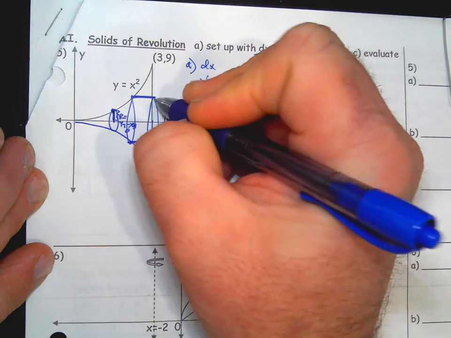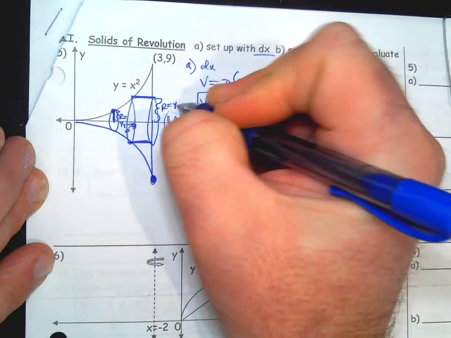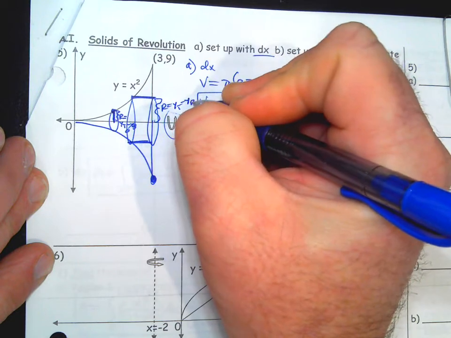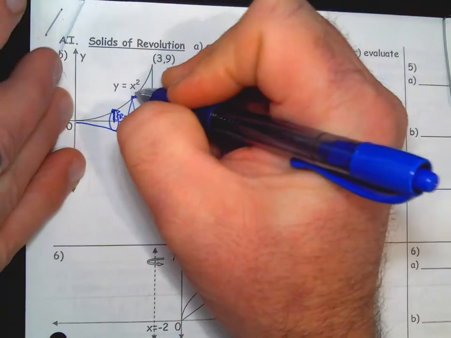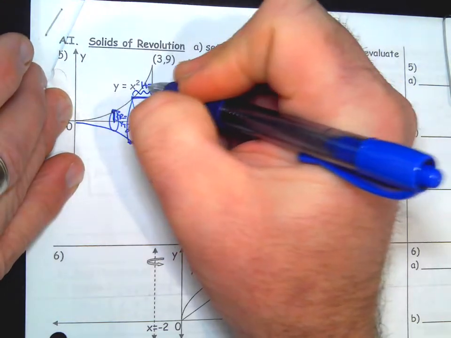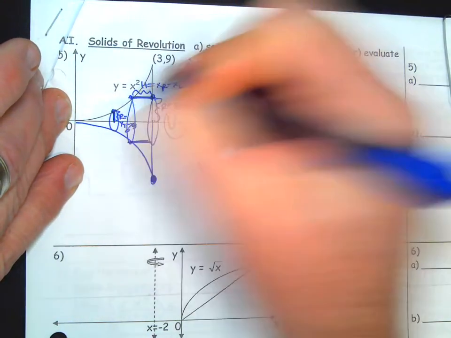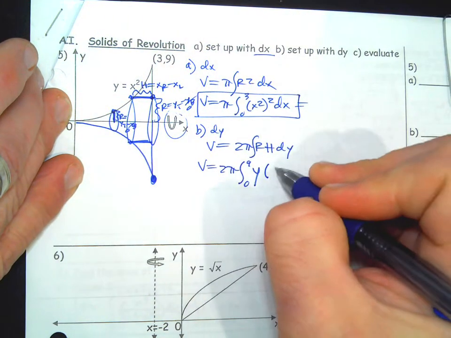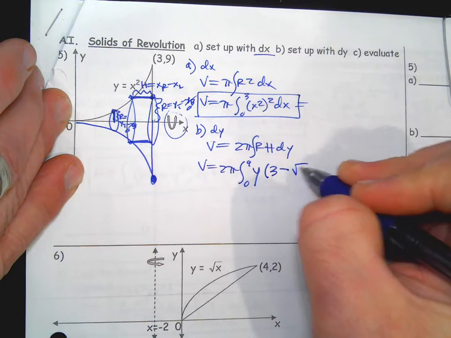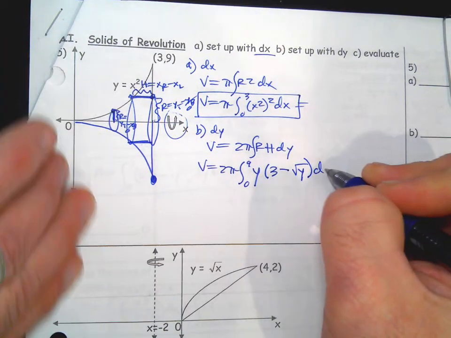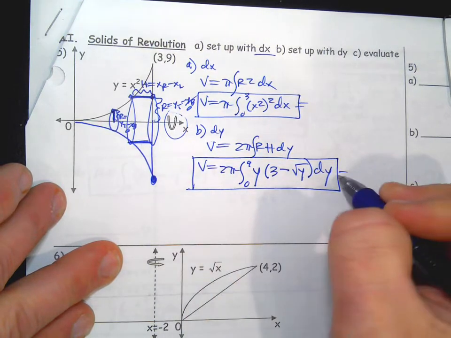Now the radius of a shell does not depend on the curves. It's just y top minus y bottom. Y bottom is 0. Y top is just whatever y we're at. The height of the shell, which is sideways this time, depends on the curves. X right minus x left. X right is always 3. X left, in terms of y, would be the square root of y dy. That's your setup.